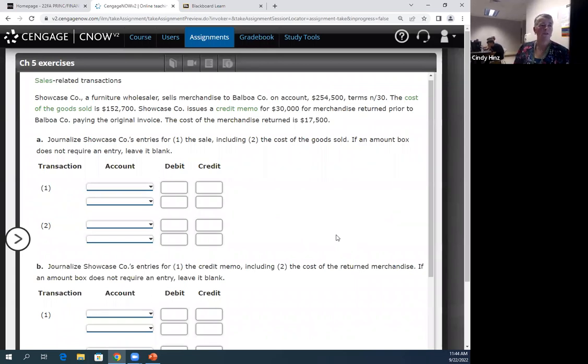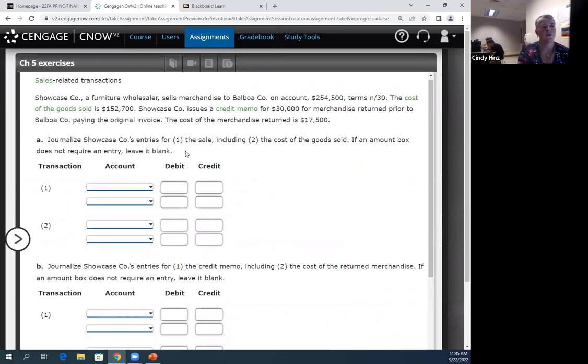Showcase Company, a furniture wholesaler, sells merchandise to Balboa Company on account. The total amount of the invoice was $254,500, and the terms were net 30. The cost of goods sold is $152,700. Showcase then issues a credit memo for $30,000 of merchandise that was returned before Balboa paid the original invoice. And the cost of that merchandise they returned was $17,500.